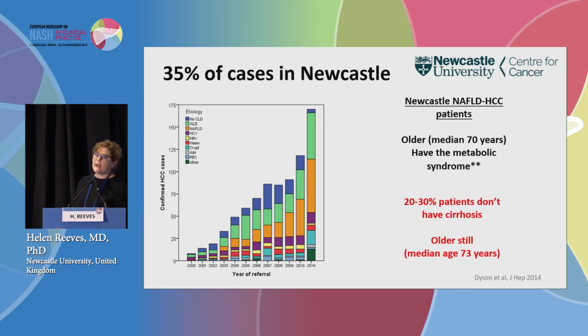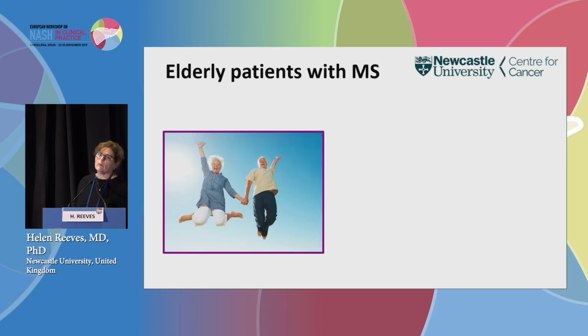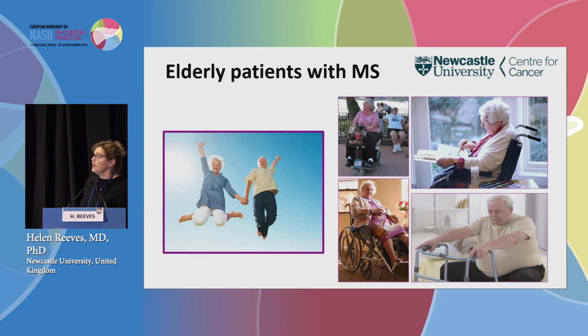And then we've got these patients that get cancer without cirrhosis and fibrosis. And those patients, they're older still. So yes, you want to try and treat them, but just be careful that you don't do them more harm. Because when these patients come to the clinic, they rarely come looking like this. They more often come to your clinic looking like this.